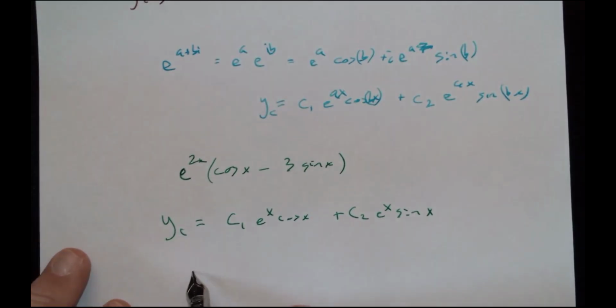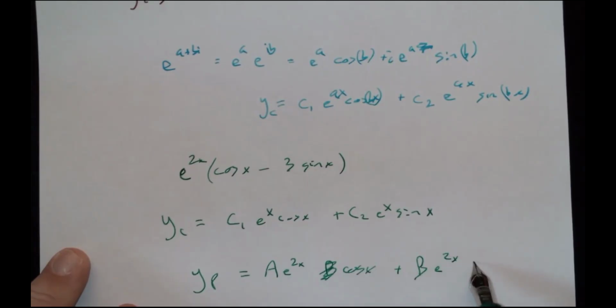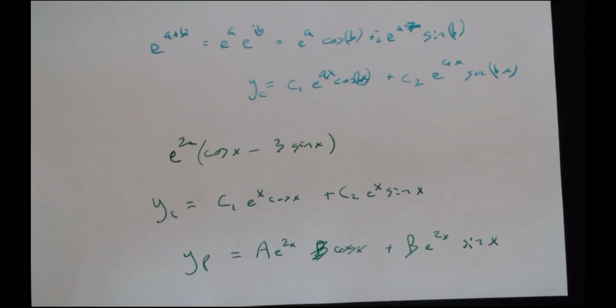So I'm going to say that I believe that yp should be a e to the 2x cosine x plus b e to the 2x sine x. Because that'll be an a with a cosine and an a with the sine, but with the e to the 2x rather than an e to the 1x. Now, I think the problem is really going to come from doing the derivatives here. Yeah, that's where I get lost a lot. Oh, yeah. We're looking at product rule and gathering all the like terms over and over and over again.